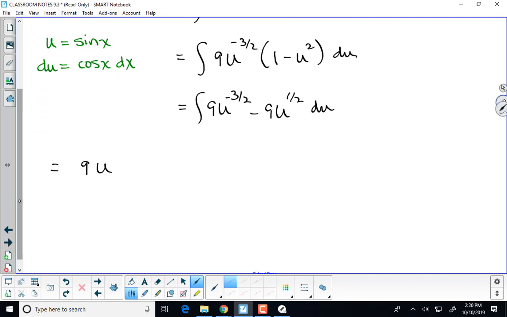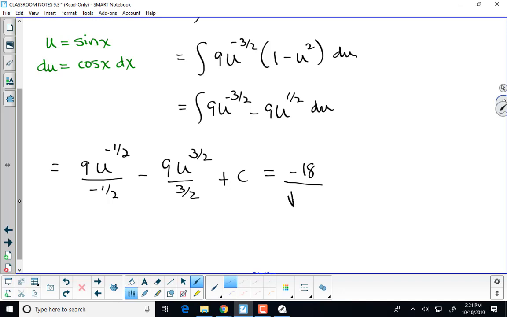So then let's just go through this. We add 1, so we get negative 1/2. We divide by negative 1/2. And then here we get minus 9 u to the 3/2 divided by 3/2 plus c. So we're going to get minus 18. We plug that back in. So we're going to get minus 18 over the square root of sine x minus 18 over 3, which is 6, sine to the 3/2 of x, which you could write as sine times the square root of sine if you wanted.